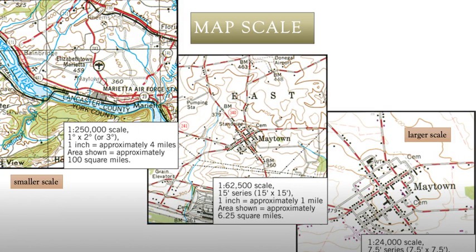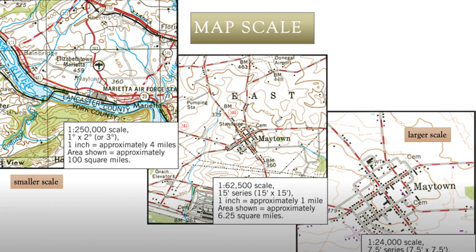Map scale. Map scale indicates how distances on the map relate to distances in real life. A map with a fractional scale of 1 to 250,000, for example, means 1 unit of measure on the map, say an inch, is equal to 250,000 of that same unit in real life.